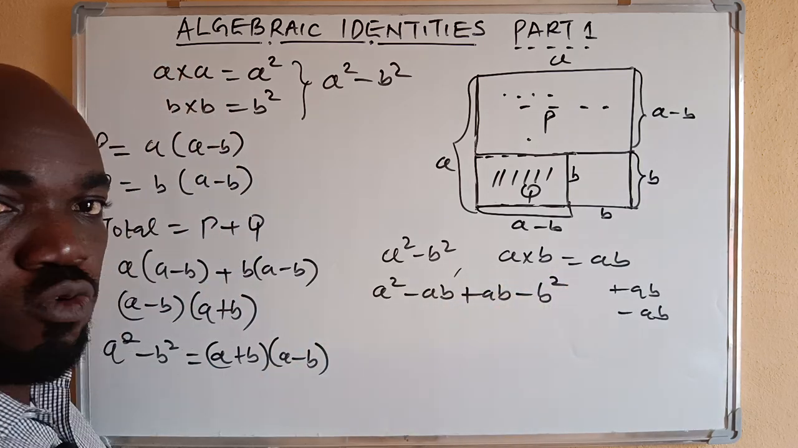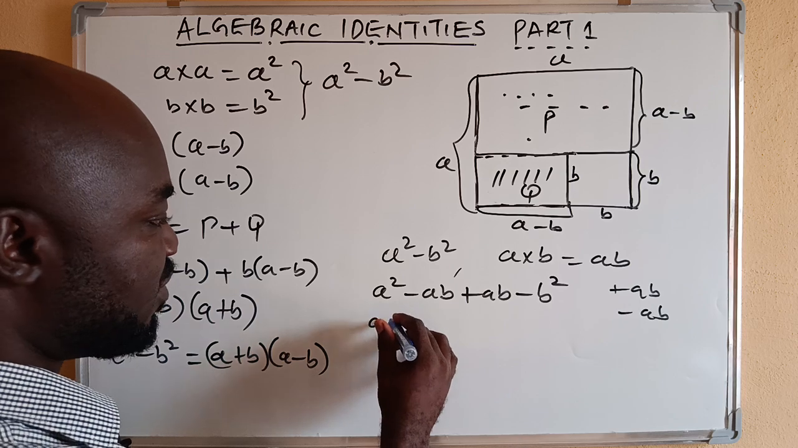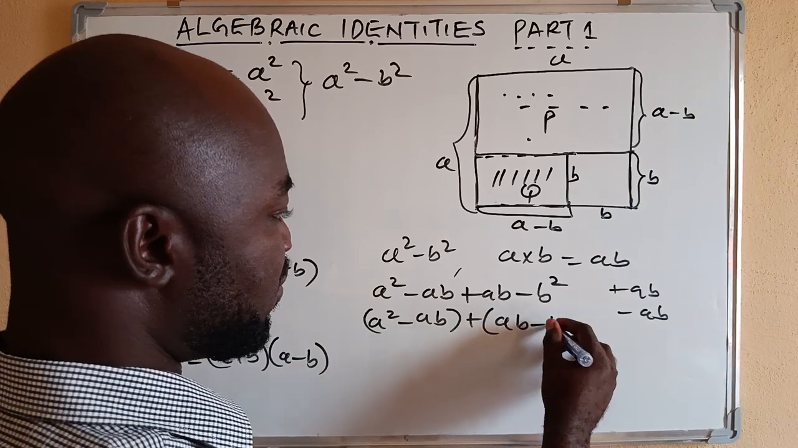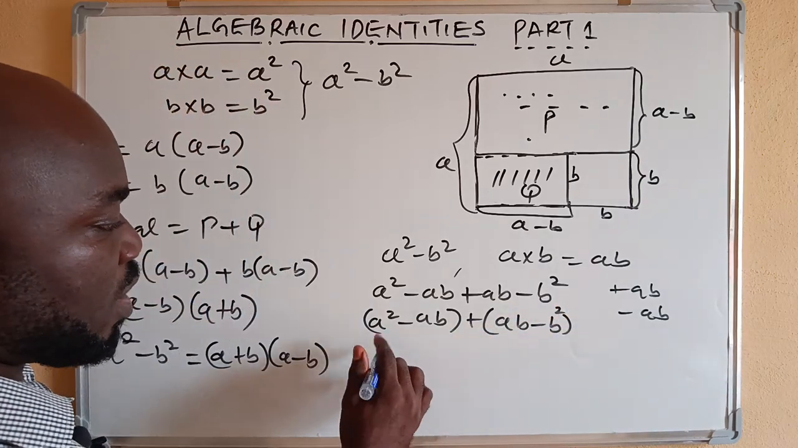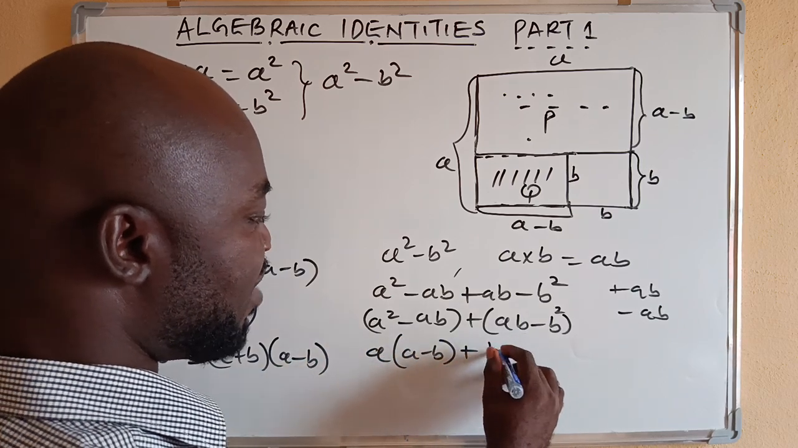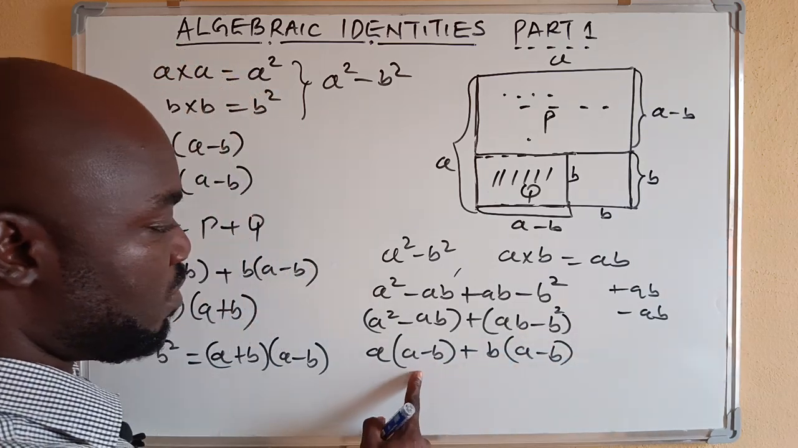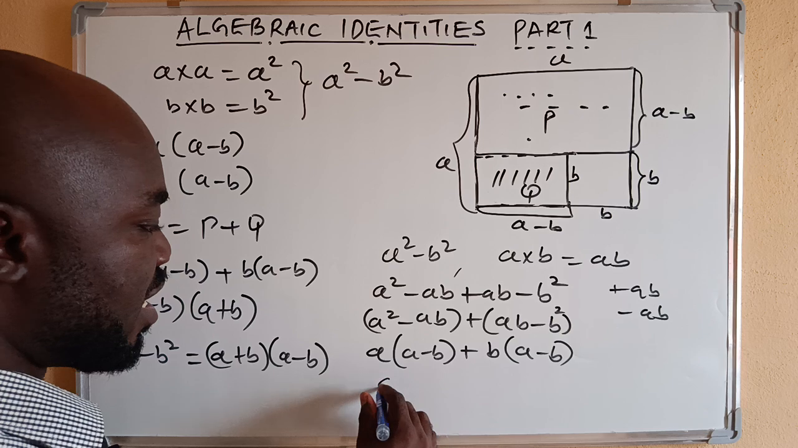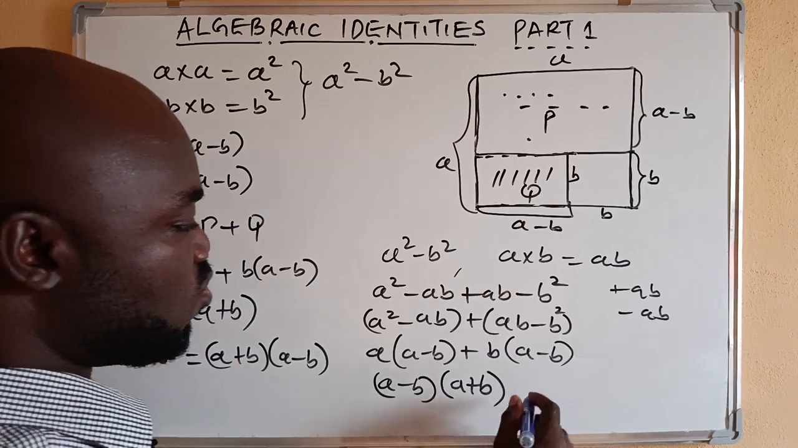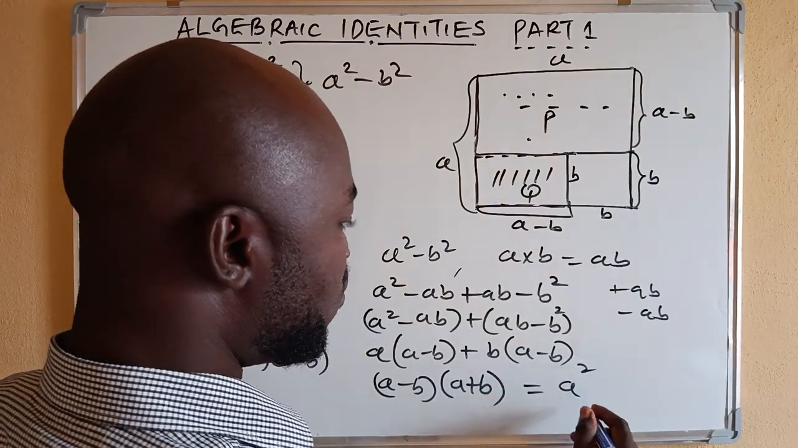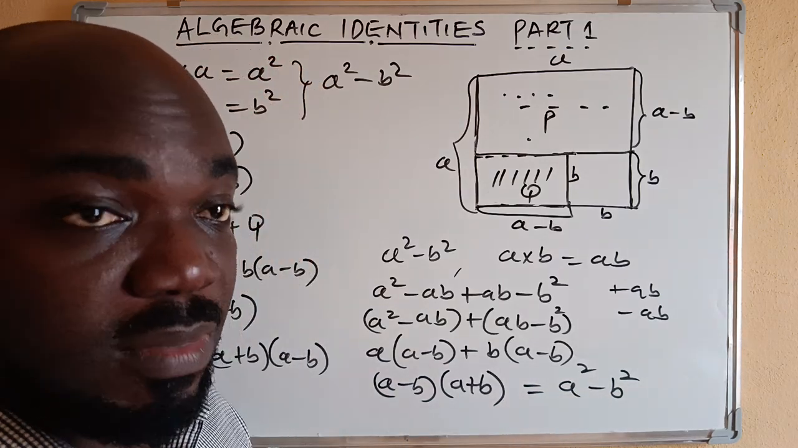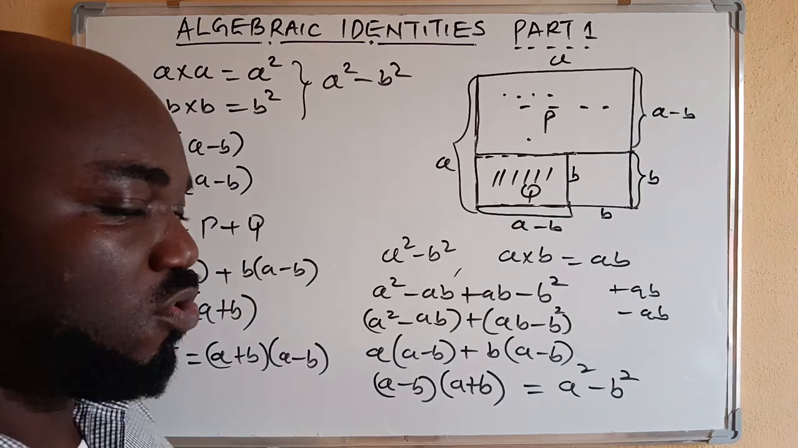This doesn't change anything, but I can group them to form something meaningful. So I'll have A square minus AB plus AB minus B square. Inside of this, I will have A bracket A minus B, and plus B is common, so I will have my B bracket A minus B. So A minus B and A minus B are common. I will write down A minus B, and I have my A plus B. So you can see that these two now give rise to A square minus B square. If you use the algebraic technique, you get the same answer. If you use the geometric system, you get the same answer.